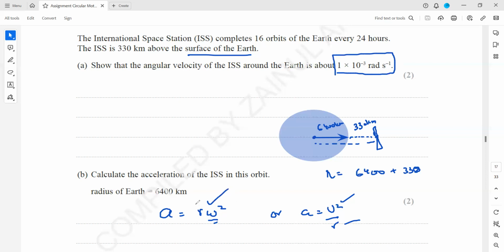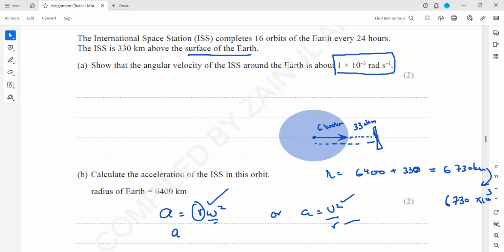So we have the omega, and what about the radius? It will be the sum. You just add the two values, but that is given in kilometers. We have to convert into meters. So the radius equals 330 plus 6,400, so that is 6,730 kilometers. And we have to convert into meters. We multiply 6,730 by 1,000, or 10 exponent 3.